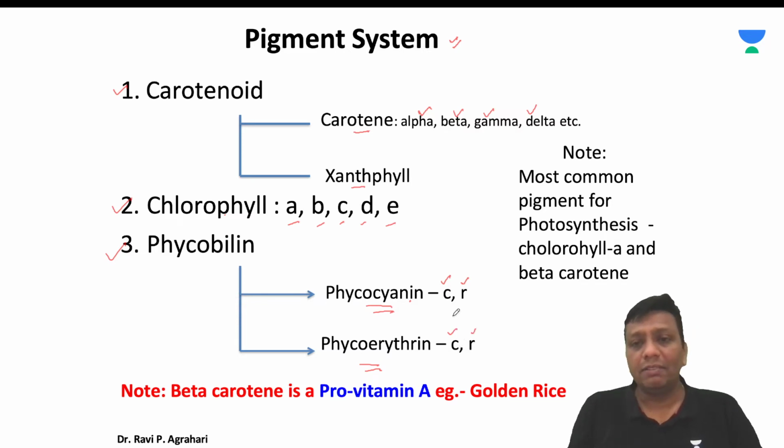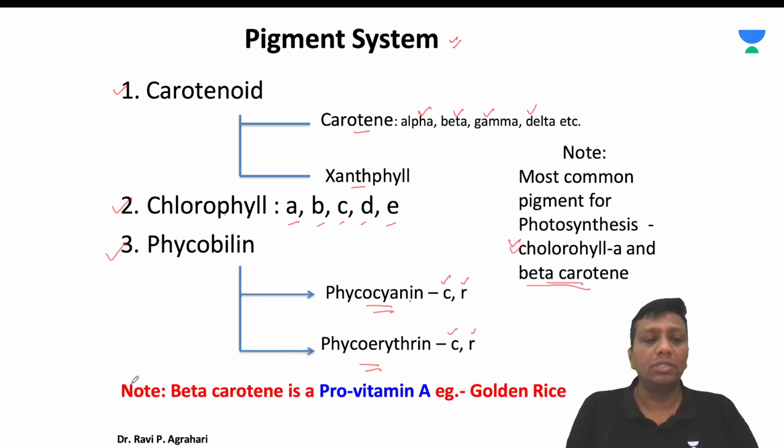Okay, I'll tell you one thing more, guys. In all these pigment systems, many pigments are written there. Which of the pigment systems are very common? Very common means in most of the plants you will see these types of pigment systems for photosynthesis. Then the answer is what? Chlorophyll A and beta carotene.